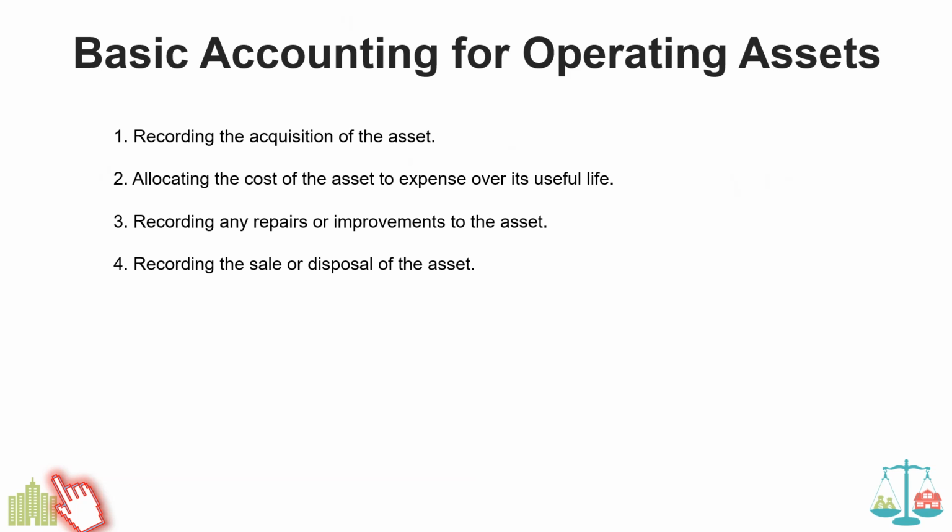So what we're really going to do here is look at the life of a long-term asset. We buy it. How do we handle the cost of acquisition? Should we allocate it over the useful life of that asset to expense? What if we do some repairs or improvements to the asset? And then finally, we may end up selling or disposing the asset. So we're going to look at the life of an asset and how we will account for the major events in the life of a long-term asset.